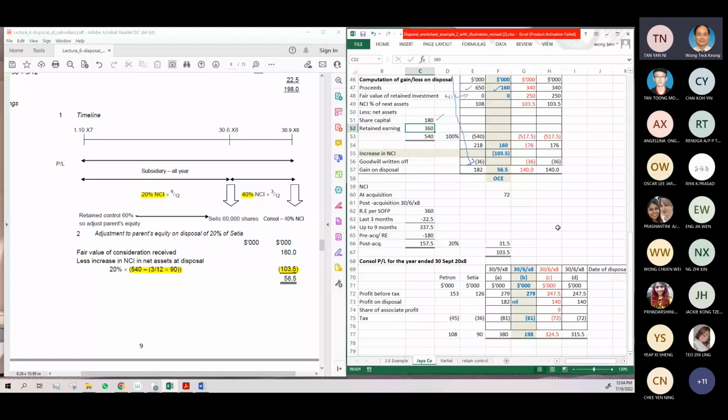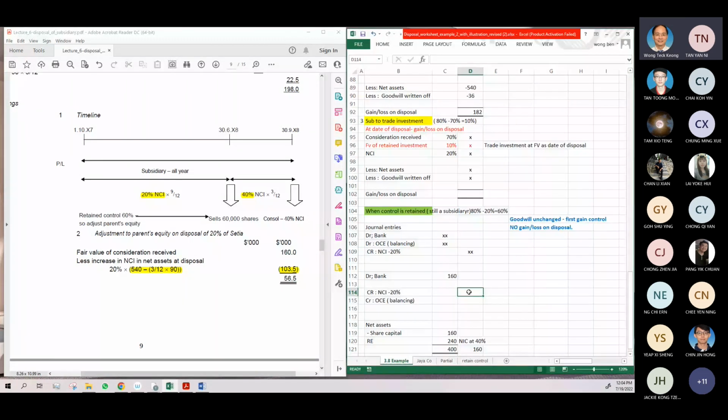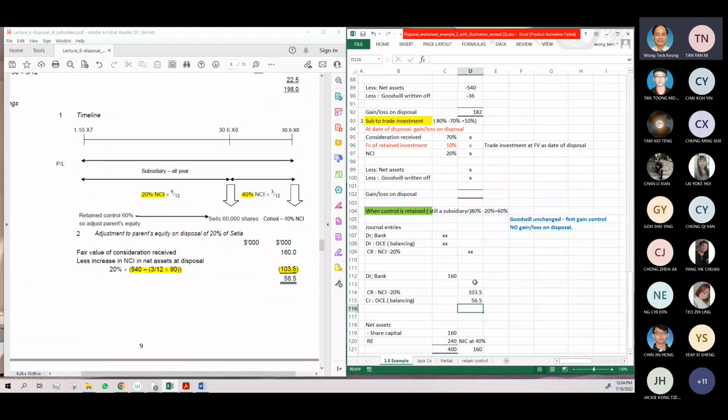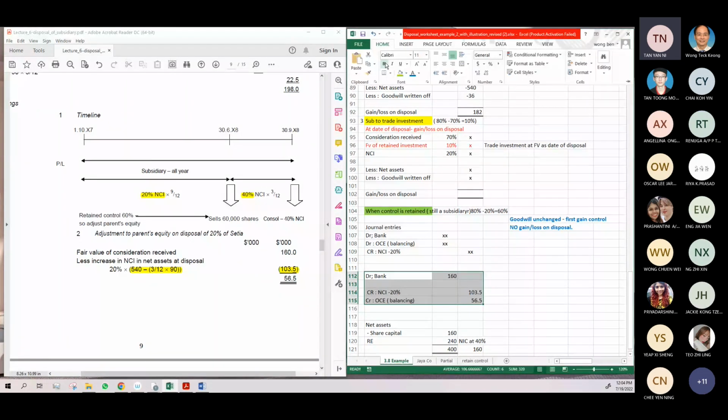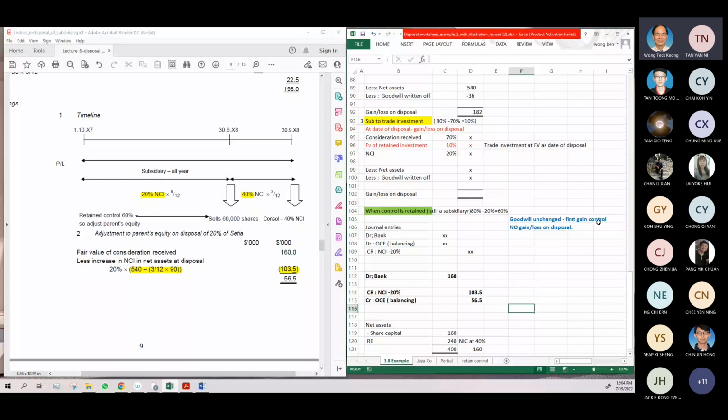Then we find this easier. You compare 103.5 right here, inside the 20%, with 103.5. The difference goes to your OCI. So 56 here, same here. These are the entries when control is retained. Goodwill is unchanged, still your original figure, 36. No gain or loss on disposal.